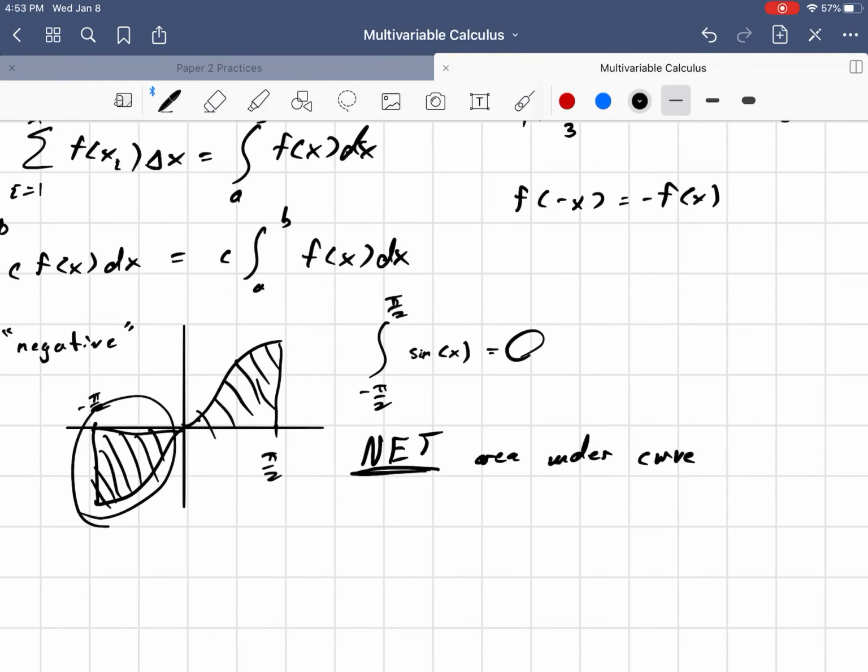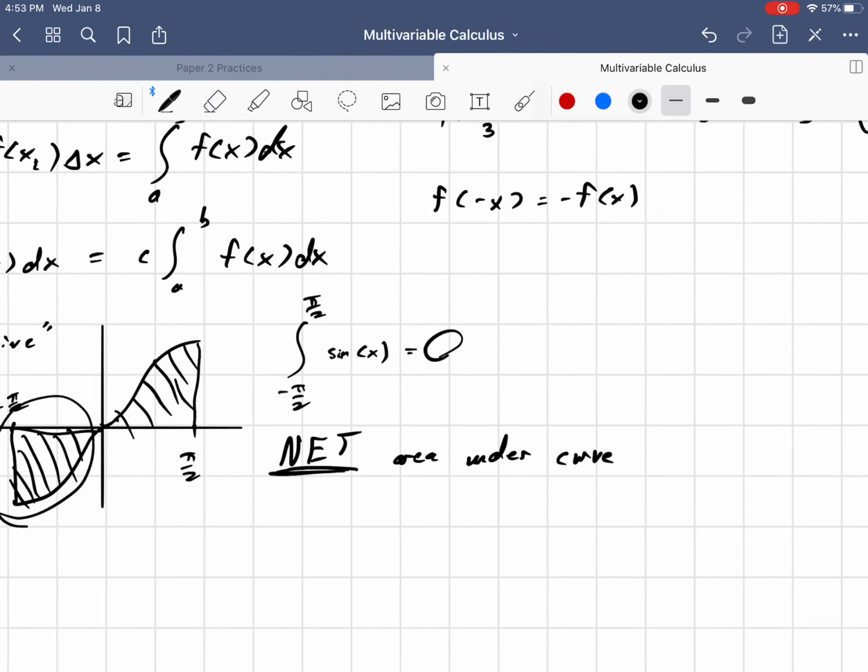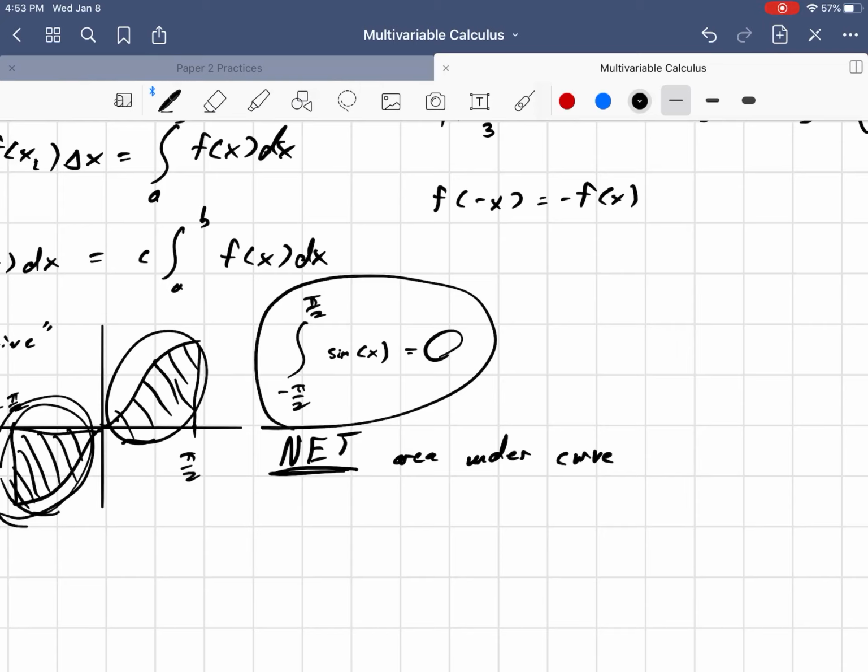If you're asked to find the area under the curve of the sine of x from negative pi over 2 to pi over 2, then that's the same thing as just taking this area and multiplying it by 2, because you can't have a negative area. But if you're asked for this integral, it is a net area, and the net area is 0. If you wanted to find the actual area under the curve, you would do 2 times the integral from 0 to pi over 2 of the sine of x dx, because that would give you your actual area, not your net area.